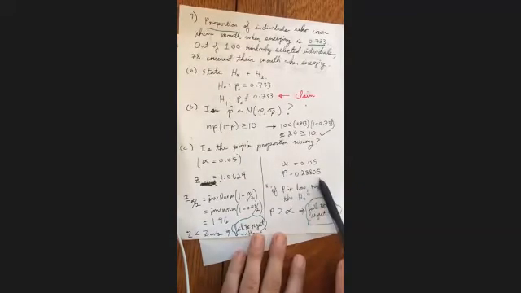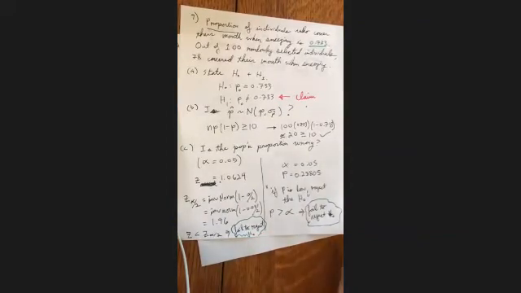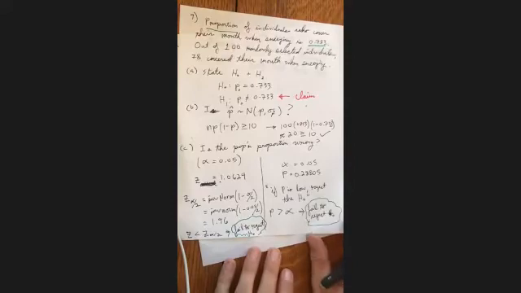Or we could look at our p-value and compare it to the alpha value. If p is low, we reject the H0. Well, p was not low. P was greater than alpha. So we failed to reject the H0.